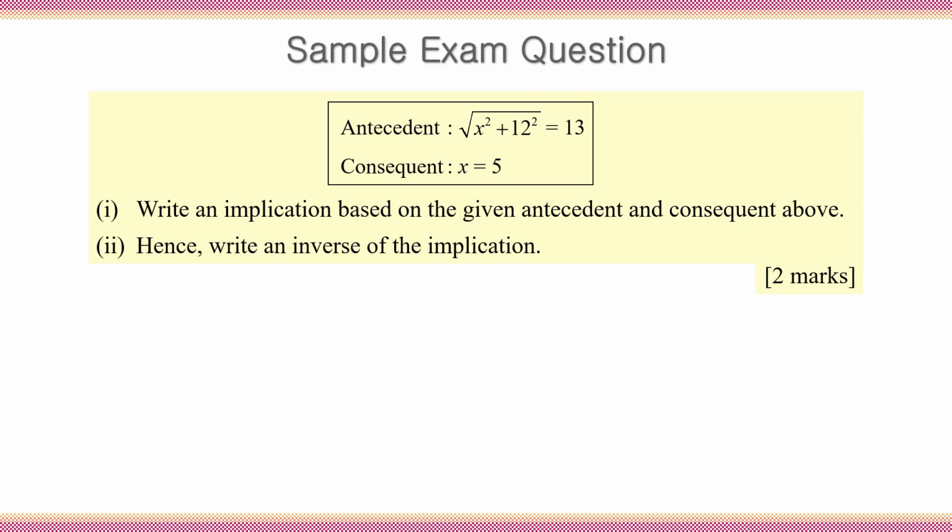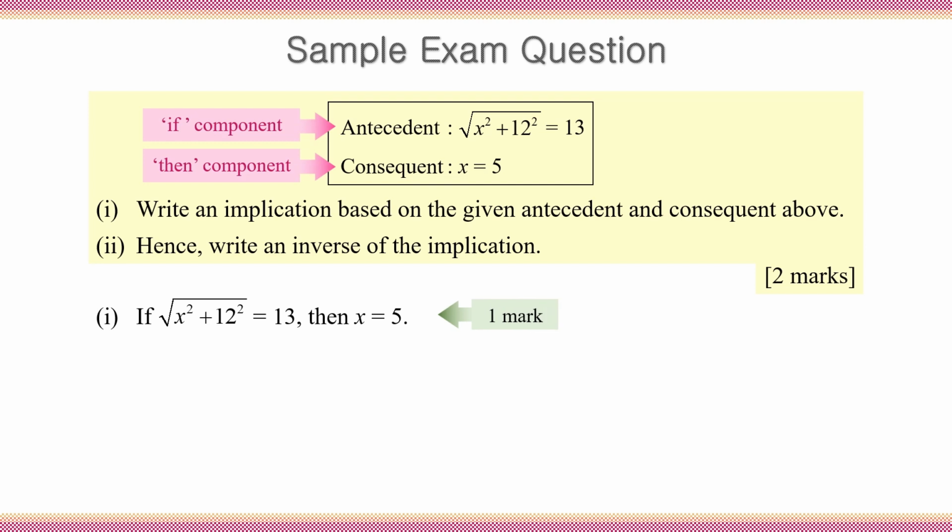In an implication, or an if-then statement, the if component is the antecedent, and the then component is the consequent. Simply add if and then, and join them up. Sub-question 1 is done, and you get 1 mark. Isn't it straightforward? Now, let's go to sub-question 2.